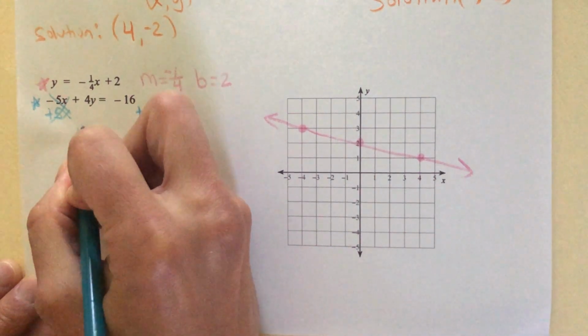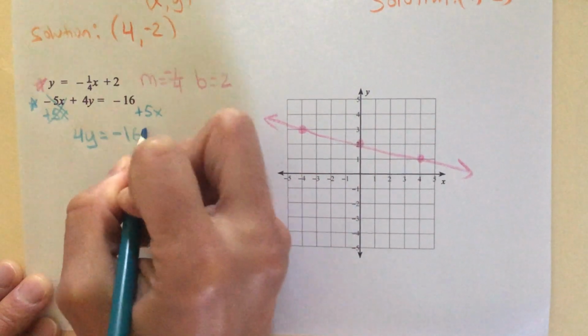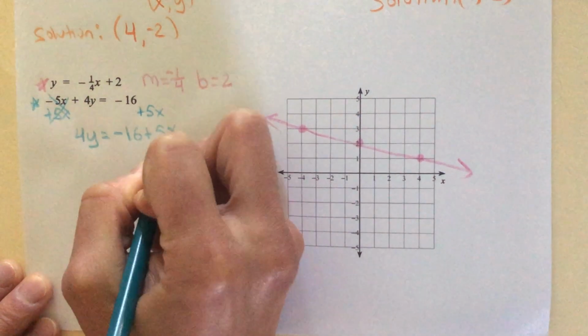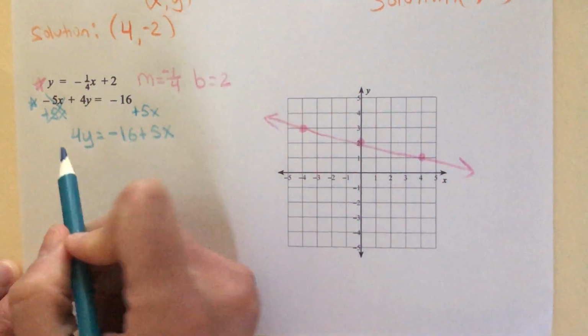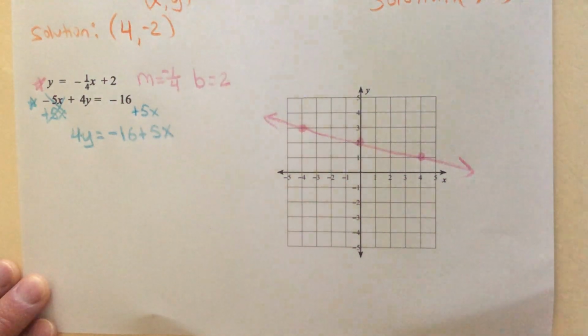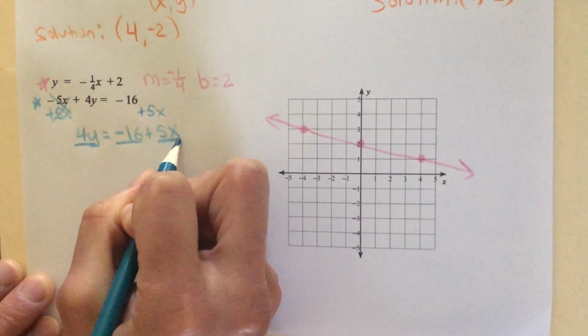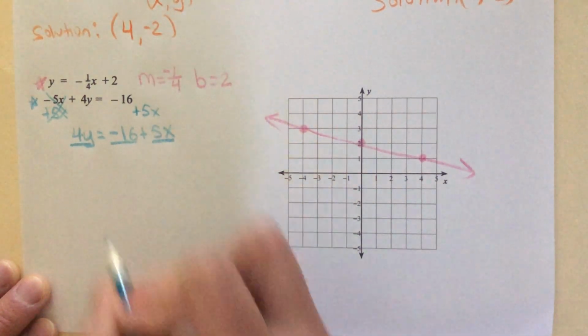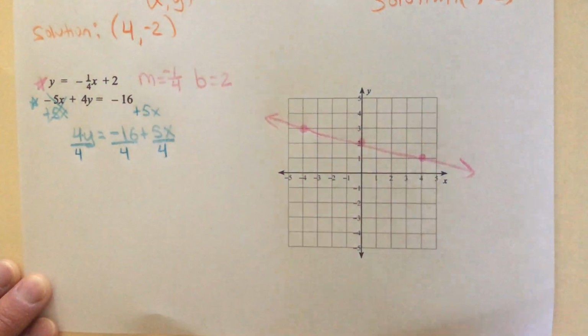Let's do the math. We're going to bring down 4y is equal to, this time we have negative 16 plus 5x. So it's starting to look like y equals mx plus b, but we still have this 4. If this is multiplication, the inverse operation would be division. But this is where it's important. You have to divide every single term in your equation by that coefficient to undo that 4. So we're going to divide every single term by 4.